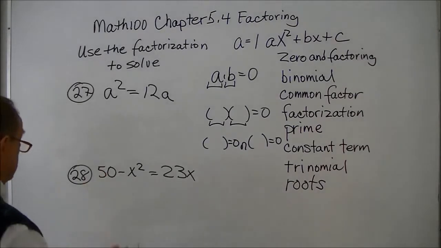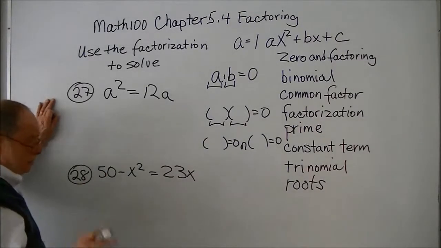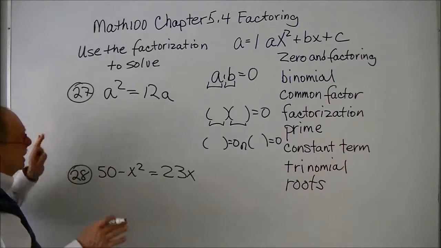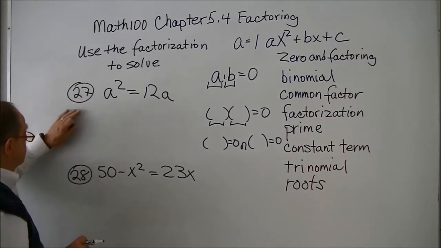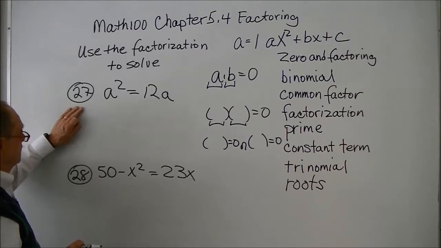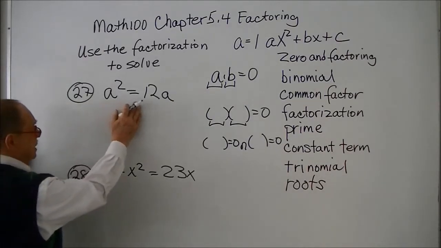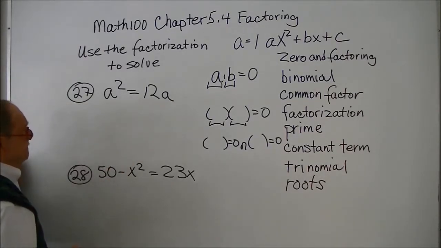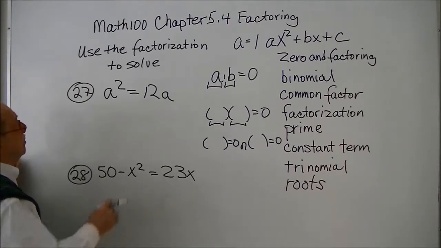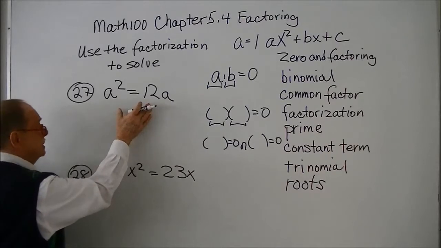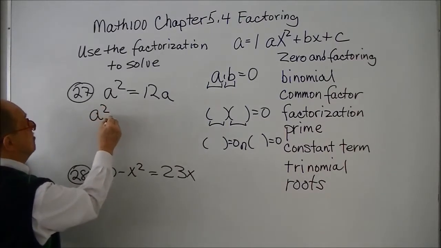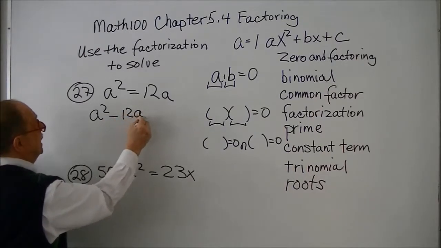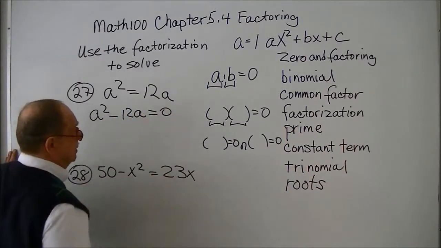All right, we skipped a few, but again, we're going to be sure to hit every one that might be a little different in type. So as we look at 27, here we have a squared equals 12a. You might say, how in the world would we do that? Well, again, we have to put it in standard form, which will be a squared minus 12a equals 0.